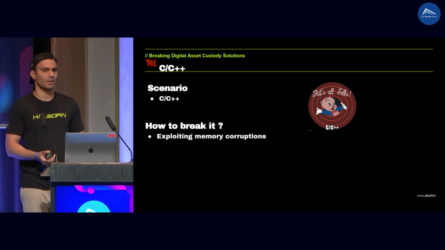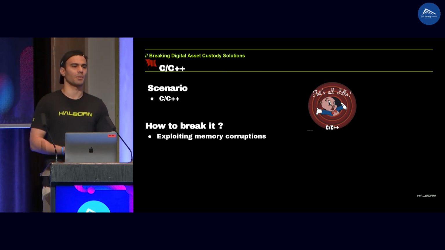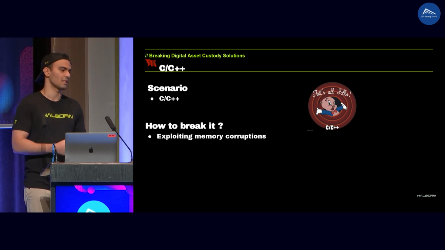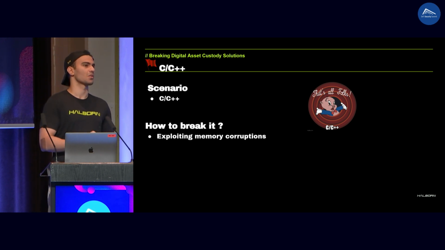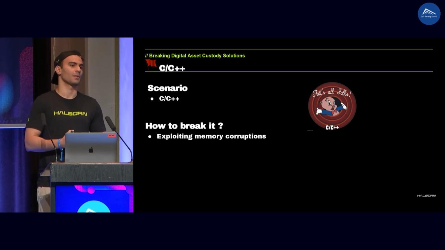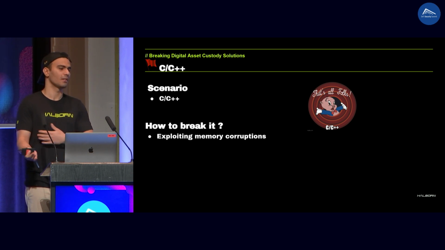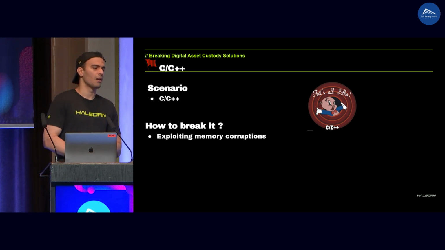So how to break it is to exploit some memory corruptions, because I don't think there is any advantage for attackers to look inside C, C++, inside the custody solution, other than memory corruption vulnerabilities. Definitely they also find some cryptographic flaws, but that's an entirely different thing.